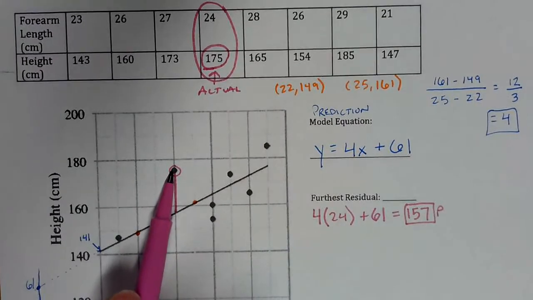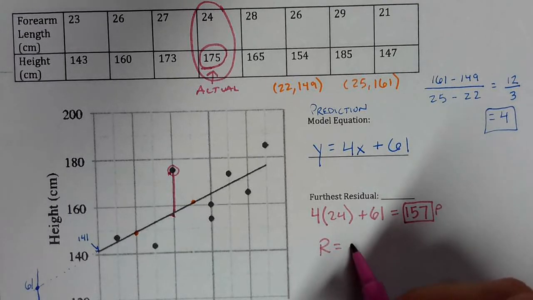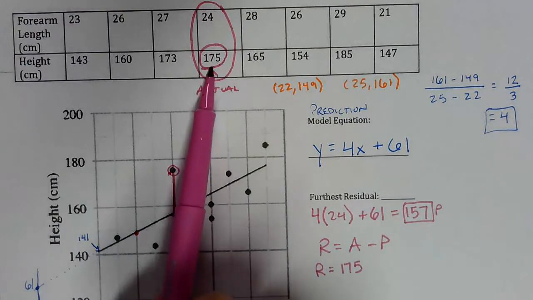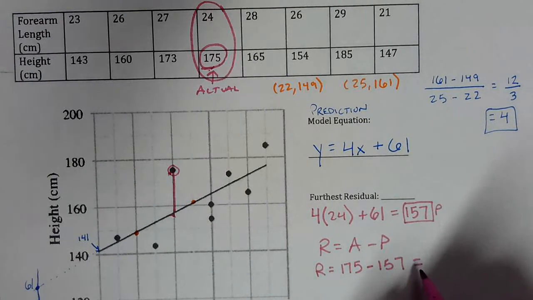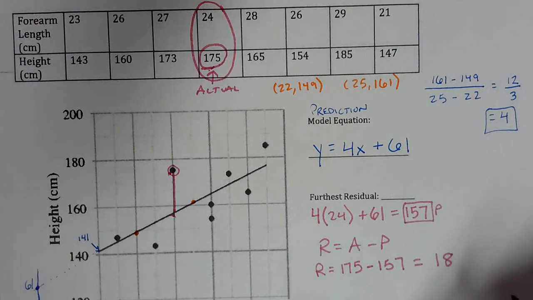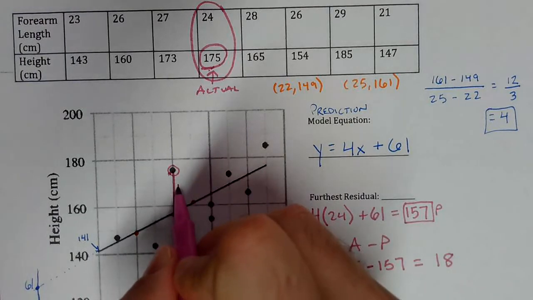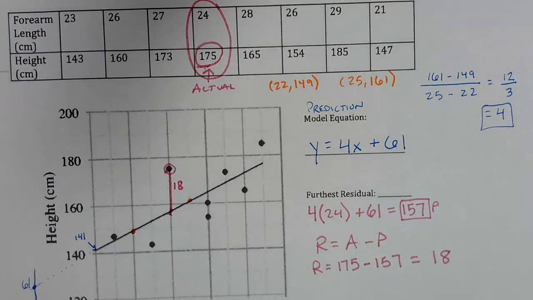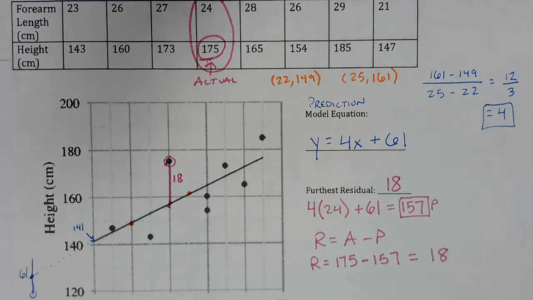So this point is 175. This point is 157. So if I calculate my residual as actual minus predicted, my residual will be equal to 175, the actual data point, minus what we just got with our prediction equation, giving us a residual of 18. So the distance from the prediction line to this furthest point is 18. All right, so that's what we want. That's going to be an important part here: 18, our furthest residual.